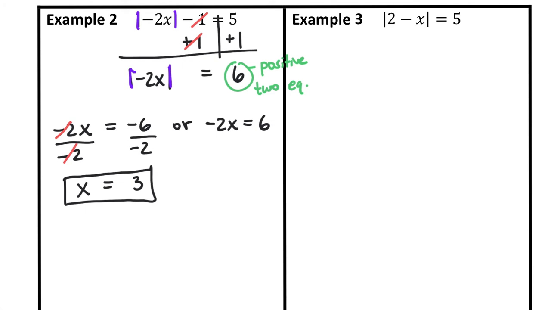And then on the right side, again, what's the opposite of multiplying by negative 2? Dividing by negative 2. On the left side of the equals, the negative 2's will cancel. That'll leave me with x equals negative 3.